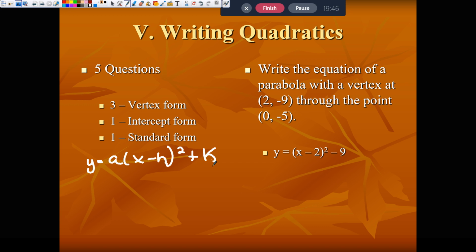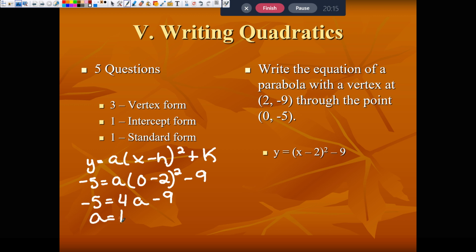So I'm going to substitute the information that I know. My y value is going to be -5. My a, I do not know what my a is. My x is going to be 0. My h is going to be 2, squared, and my k is -9. So I'm going to solve for a. So a equals 1.